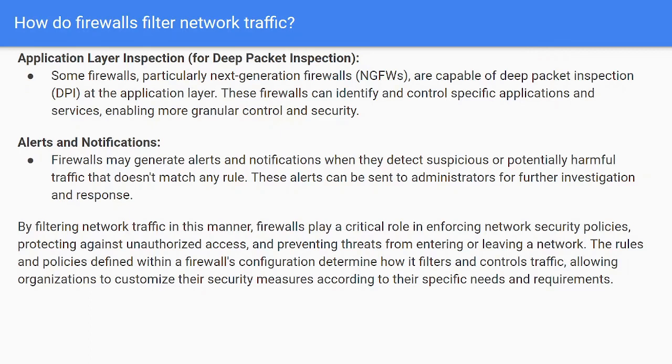Then the next one is alerts and notifications. The firewall will generate alerts and notifications when it detects suspicious or harmful traffic that doesn't match any rule. So if at the end of the day this event does not match any rule in the organization, then an alert needs to be made to the administrator. The firewall will send an alert to the administrator. They can configure it so that the alert is sent through mail, or through a ticketing system.